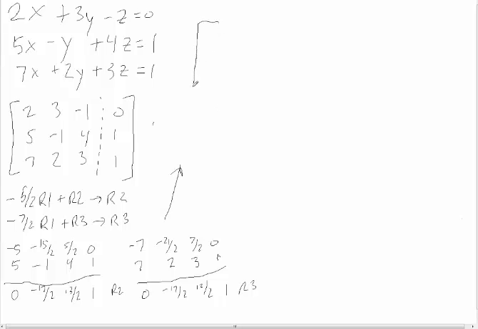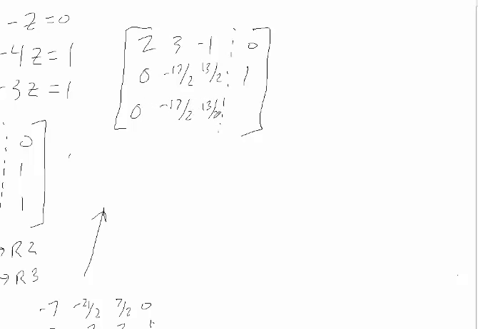So taking this gives us our new augmented matrix, which will be the same first row, new second row, 0, negative 17/2, 13/2, 1, and a new third row that looks like that. So there we are at that point. And what we'll notice here is the second and third rows are identical.